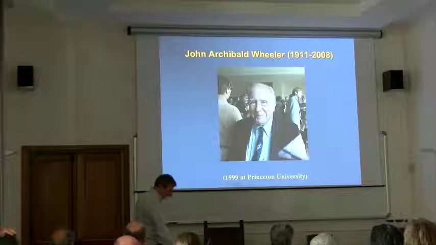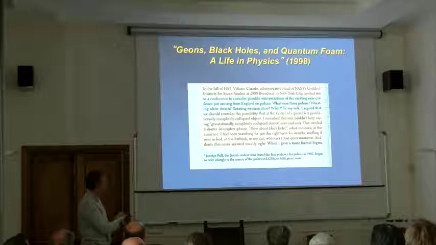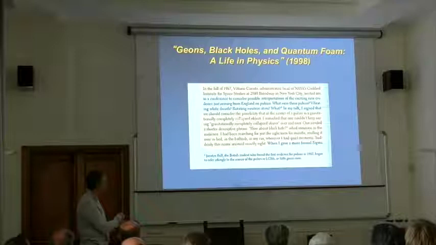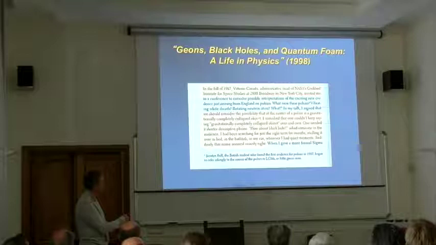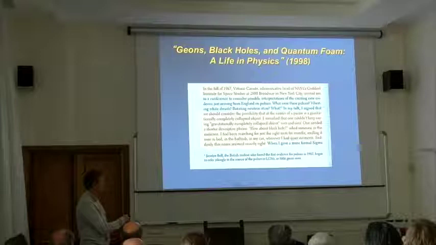But I read his autobiography a couple of years ago, and this is what he said there. In 1967, Vittorio Canuto, head of NASA's GISS Institute at 2880 Broadway, invited me to a conference, and in the talk he gave there, he argued we should consider the possibility that at the center of a pulsar is a gravitationally completely collapsed object. I remarked that one couldn't keep saying this long phrase, gravitationally completely collapsed objects, over and over. One needed a shorter phrase. So how about black hole, asked somebody in the audience.